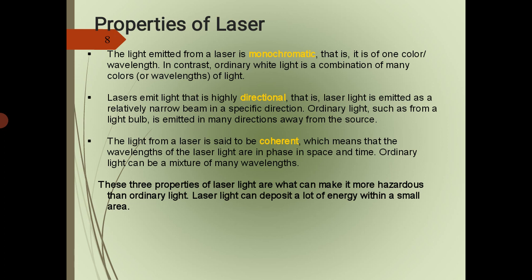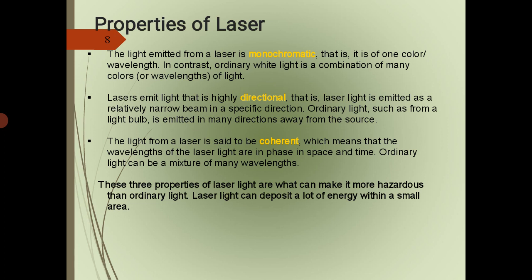Second, directional. Lasers emit light that is highly directional. That is, laser light is emitted as a relatively narrow beam in a specific direction. Laser light is emitted only in one direction and in a narrow beam. It travels in only one direction, that's why it travels as a narrow beam.